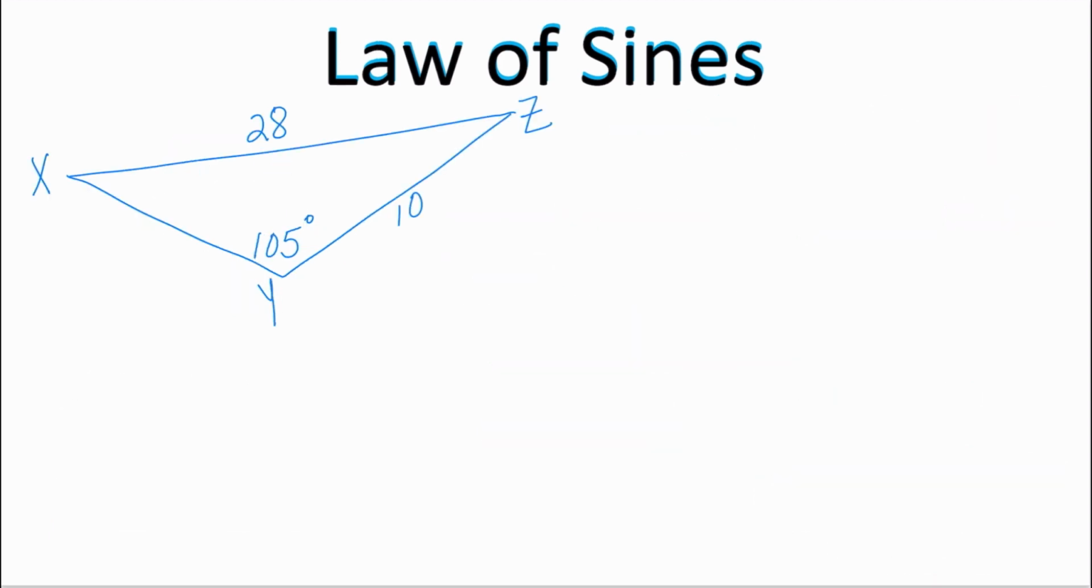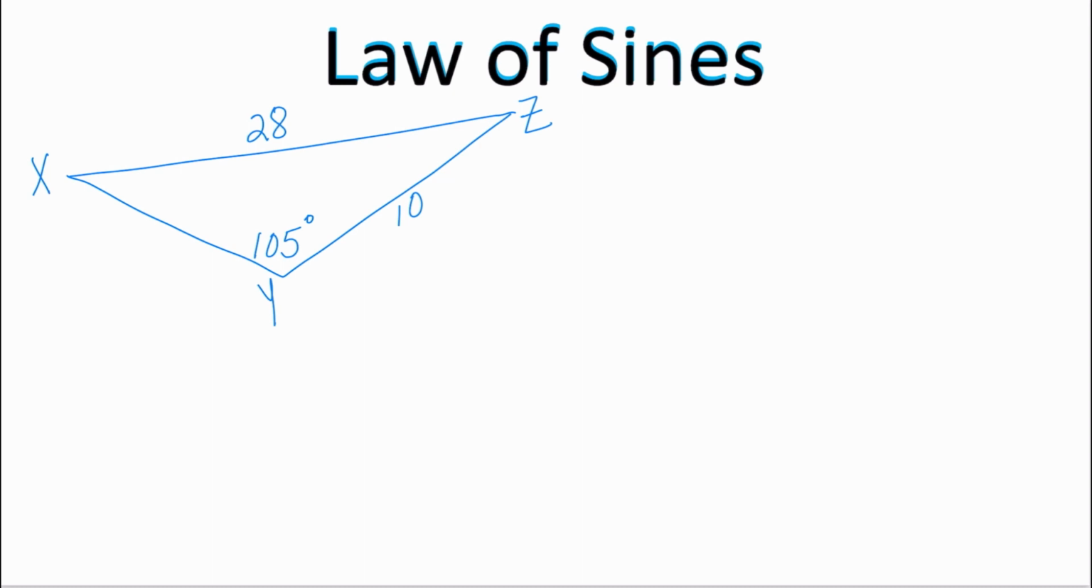Okay, so let's go ahead and take a look at another example. On your screen, you have triangle XYZ. This is an obtuse triangle. Notice that angle Y measures more than 90 degrees. It's 105 degrees. So again, this is not a right triangle. There is no indication that we have a right triangle in front of us, which means that we cannot use Pythagorean theorem or SOHCAHTOA. Instead, we're going to try to use the law of sines.